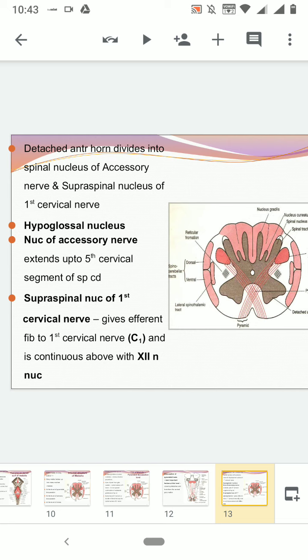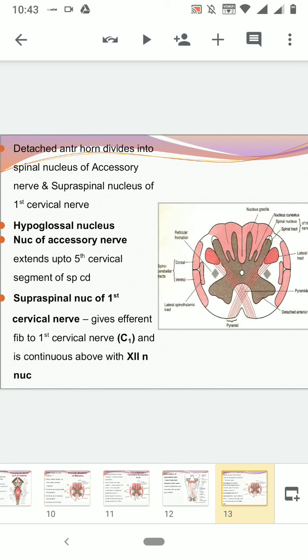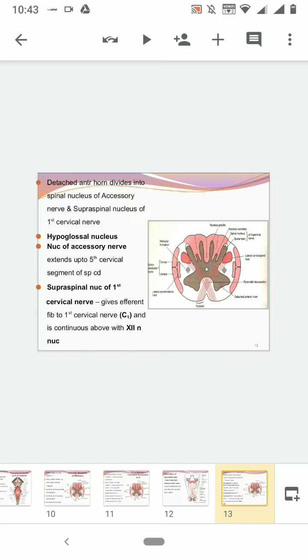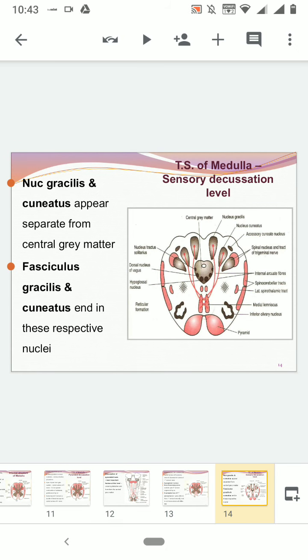So now, yes, obviously the detached anterior horn, which we have to mention a little bit. What does it contain? It contains the spinal nucleus of accessory nerve and supraspinal nucleus of the first cervical nerve. Okay, so it has the spinal nucleus of accessory nerve and the supraspinal nucleus of the first cervical nerve. Now let's go to the next level. Very fast we will go to the next level, but the first level is very important, that is the lowermost cross section.